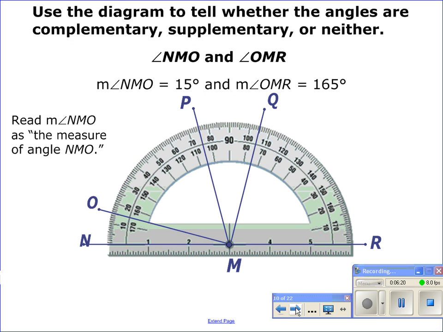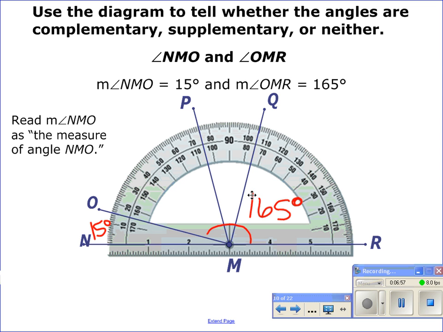Next. Okay. It says using this diagram, you have to tell whether these angles are complementary, supplementary, or neither. It already tells us that angle NMO is 15 degrees. So from here to here is 15 degrees. And then angle OMR is 165 degrees. So from here to here is 165. What are we going to do to figure out if they're complementary, supplementary, or neither?